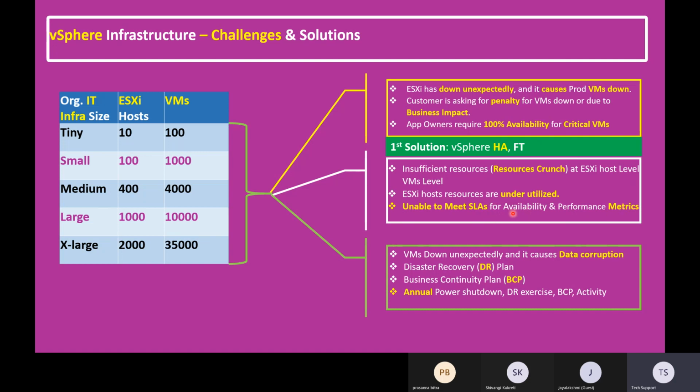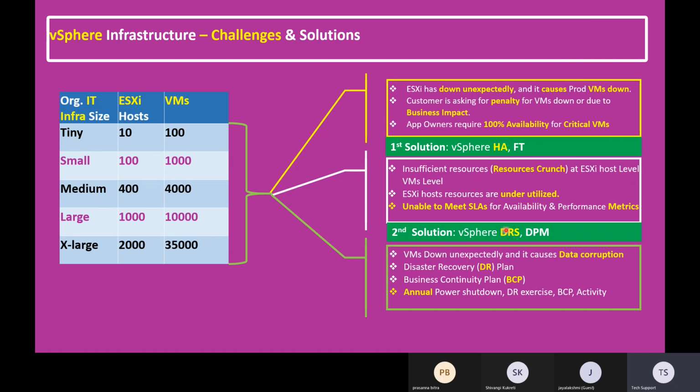So the SLA metrics are mainly availability, meaning HA and FT, and the performance metrics are resource crunch, either overutilized or underutilized. Any such scenario is considered a performance metric. In this scenario, we have to provide a solution to the customer. When the customer approaches us saying my ESX host is overutilized or my ESX host is underutilized, we have to give a solution. That solution is vSphere DRS. DRS means Distributed Resource Scheduler, and DRS is also a cluster feature. While creating the cluster, we need to enable the DRS feature.